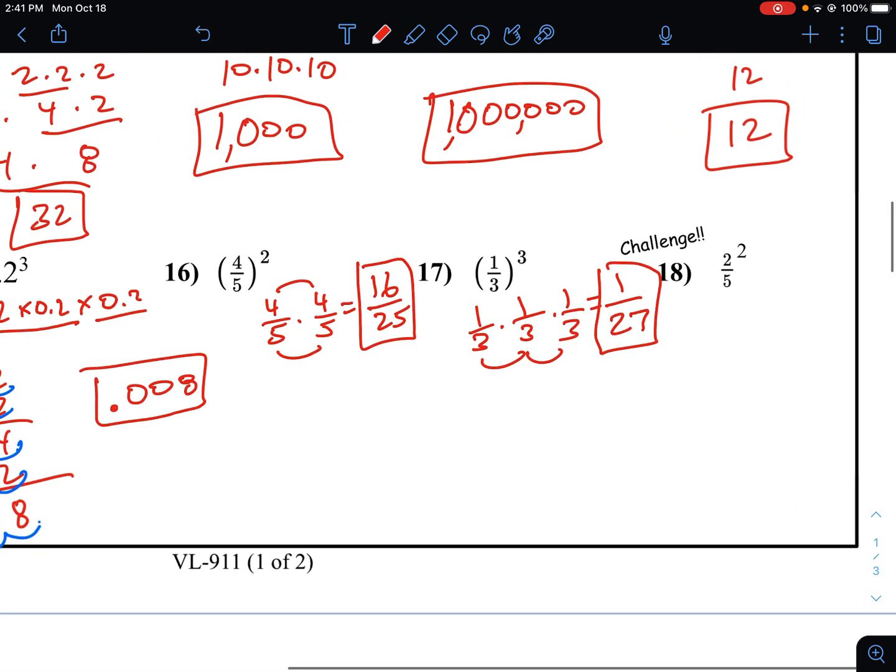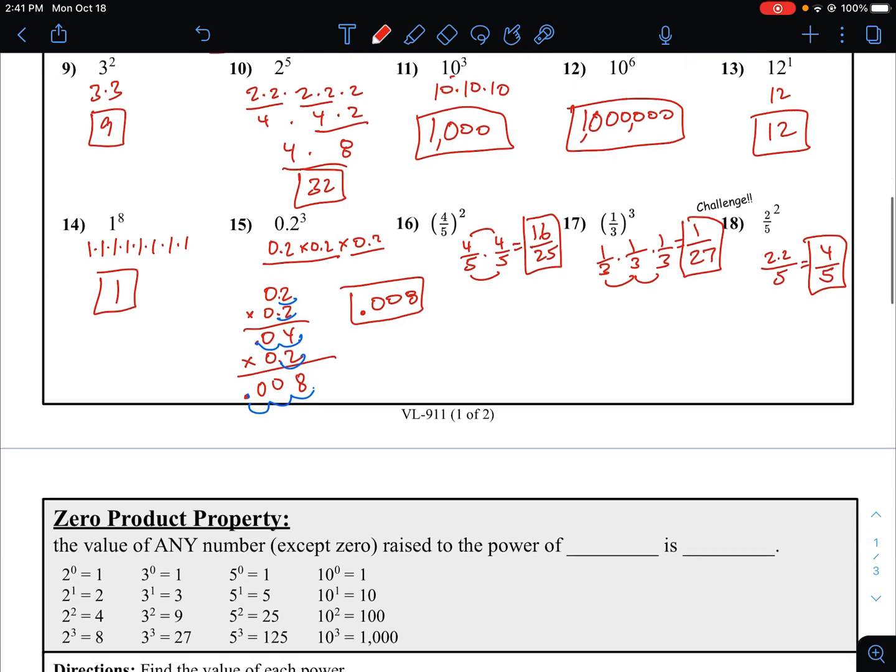Challenge. If you see something like 2 to the second power over 5, that's basically 2 times 2 over 5. And what does that equal? That's 2 squared over 5. That's 4 over 5. Okay? A little tricky, but not too bad.